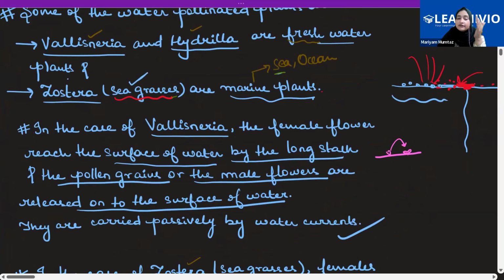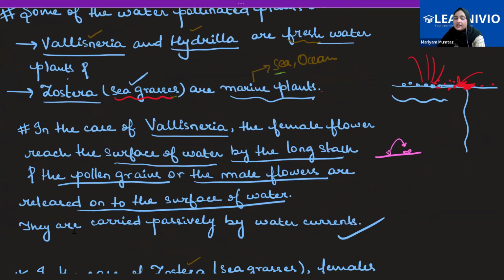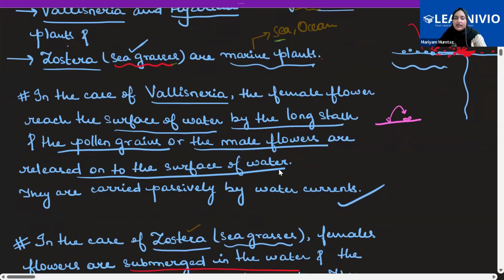So in the case of Vallisneria, the female flower reaches the surface of the water, okay, and the male, like you can say the pollen grains, are released on the surface of water. So like this is the water surface, the pollen grains will be released over here. The female flower will just come on the surface of the water and get fertilized that way. So this happens in the case of Vallisneria, because the female flower has a long stalk.